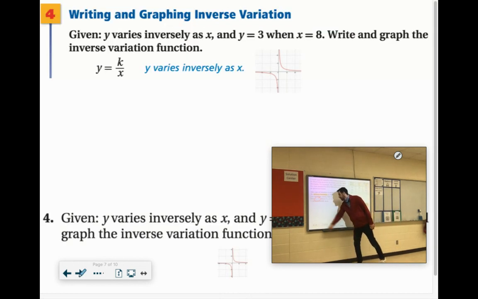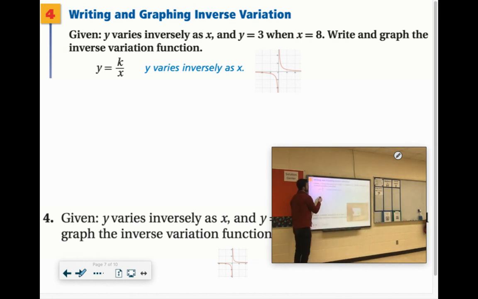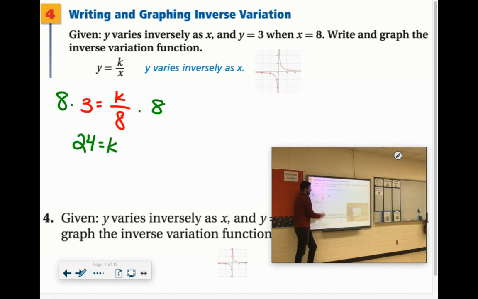So let's try that out on the next one. Given y varies inversely as x and y equals 3 when x equals 8. So y equals 3 as x equals 8. Now how do you solve that for the constant of variation? It's k over 8, so we would multiply both sides by 8, which gives us 24 for k, which if we were to then rewrite that in the original equation, it would say y equals 24 over x.